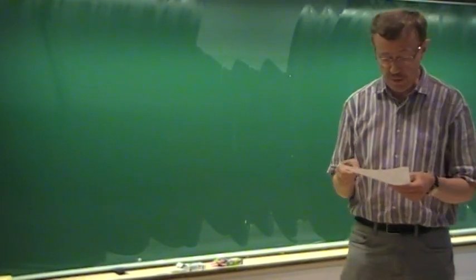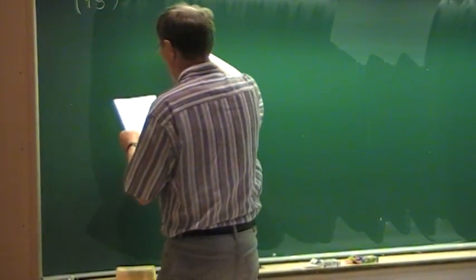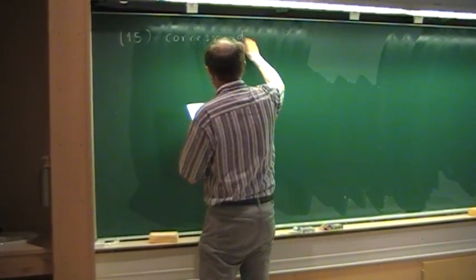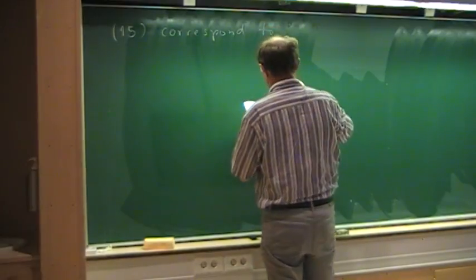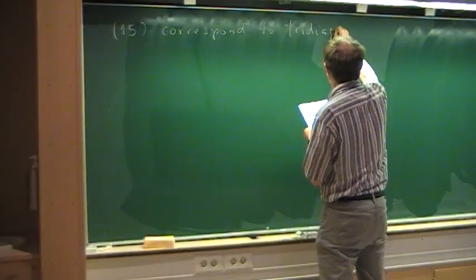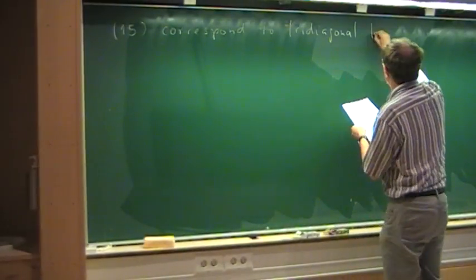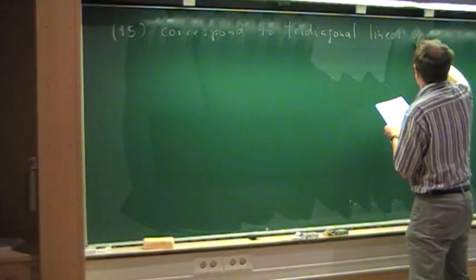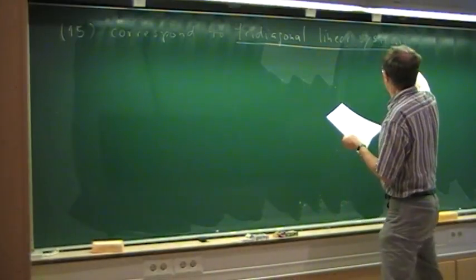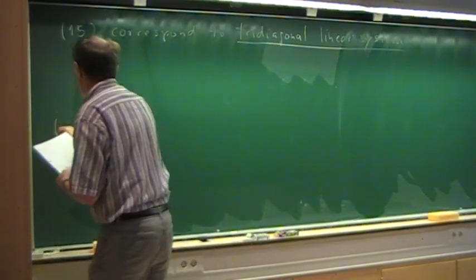So the equations that we derived for the finite volume method solved by the implicit Euler method in time, that is these equations 15, correspond to the following tri-diagonal linear system. That we will call equation 16.